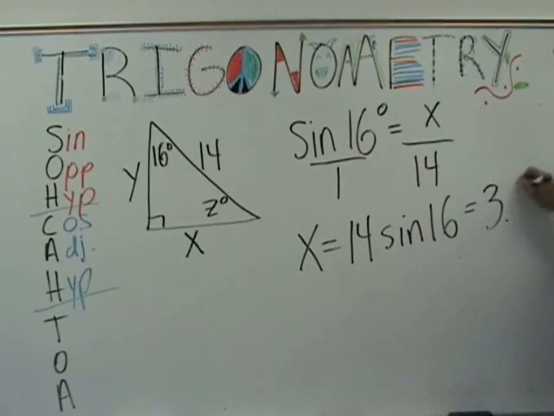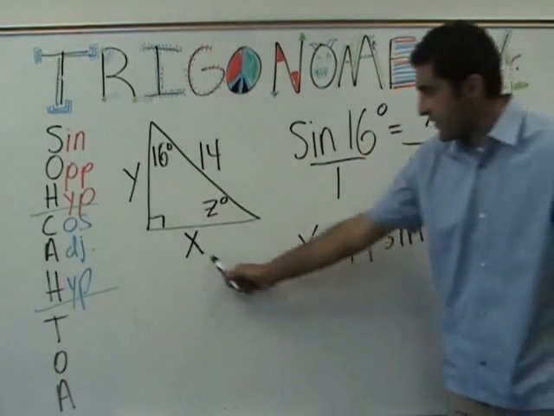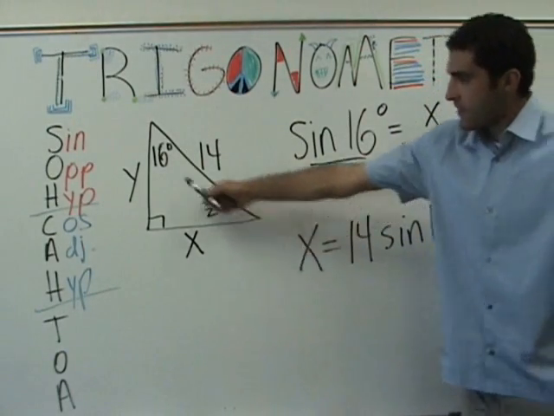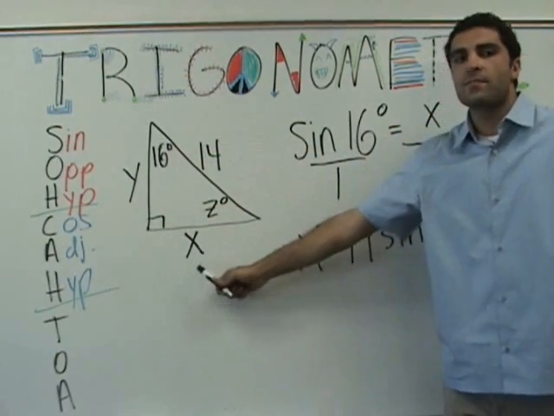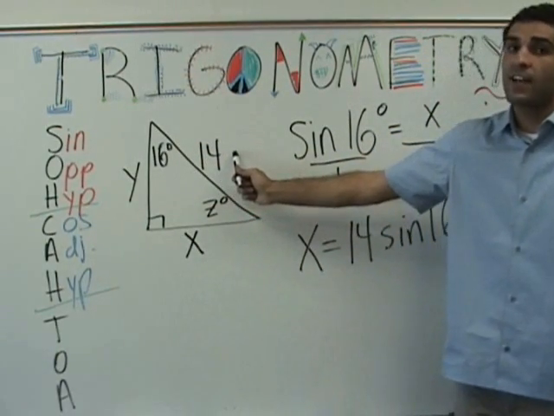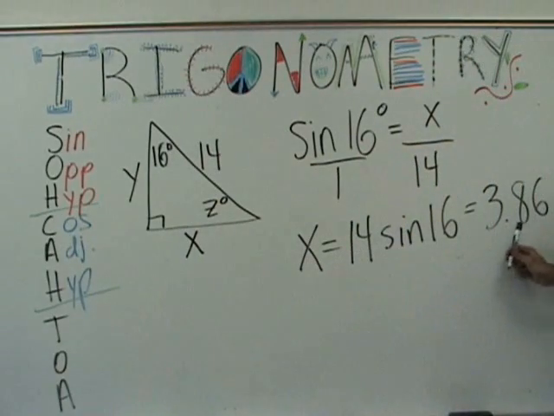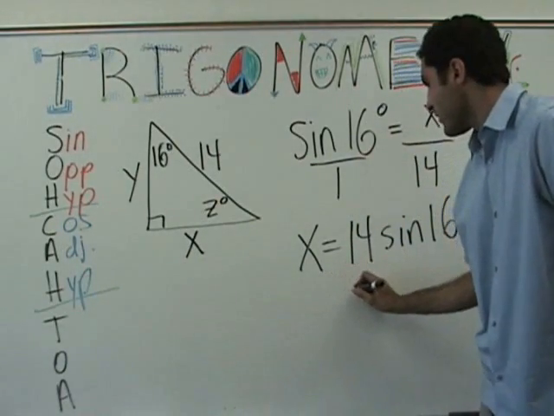3.86. Are these numbers realistic? Yeah, it works. This is a small angle, so opposite it must be a small number. Has to be less than the hypotenuse. So yeah, 3.86.